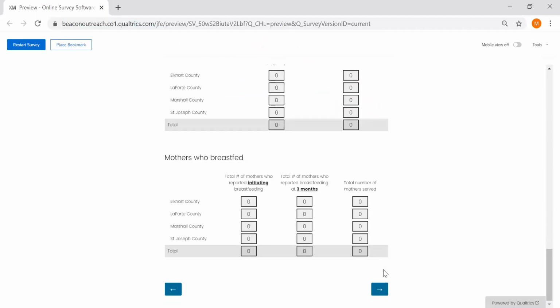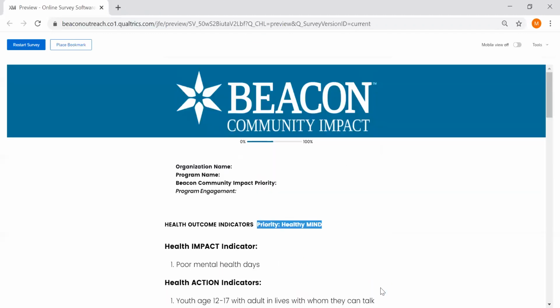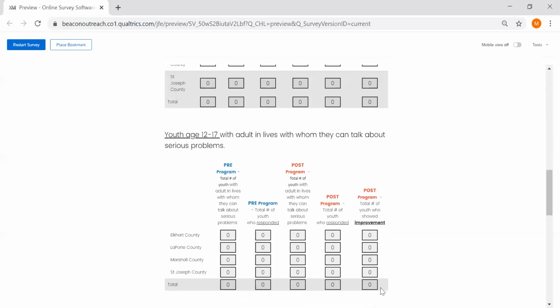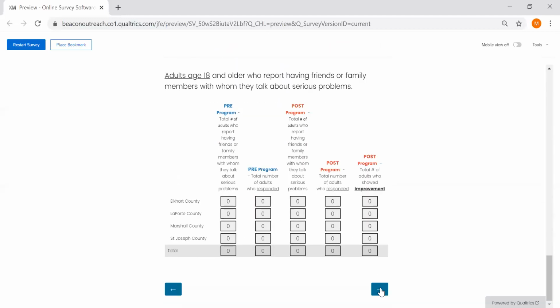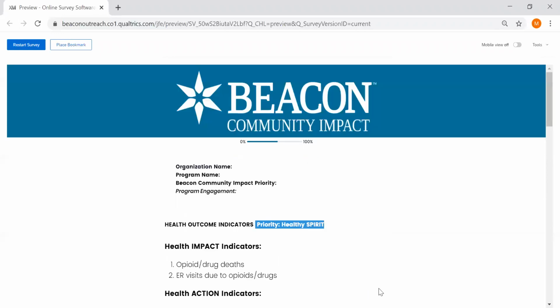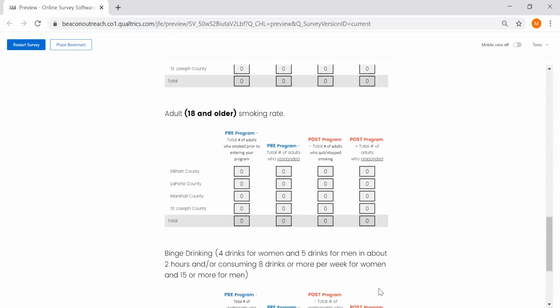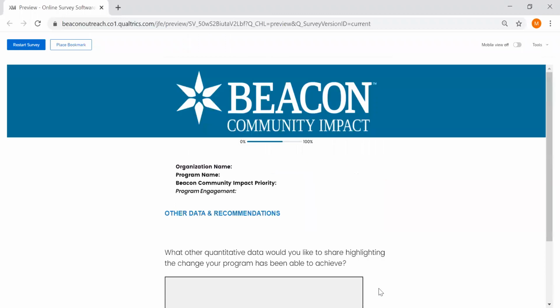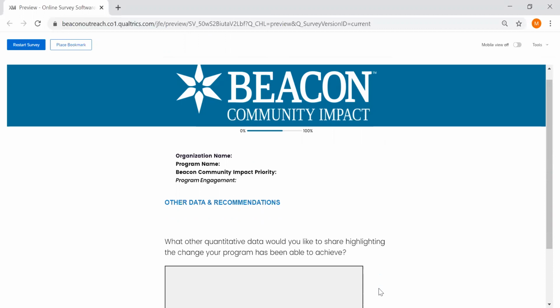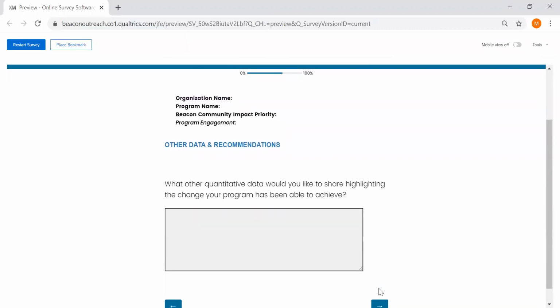Your project specialist will point out the few exceptions to you during your end-of-year survey review call in October, if applicable. I again want to emphasize that programs should only respond to the indicators that are relevant to their programming and were established during orientation. Please don't feel like you need to respond to every question.